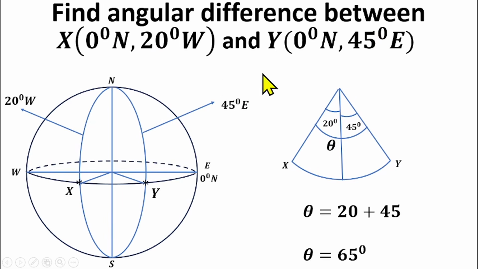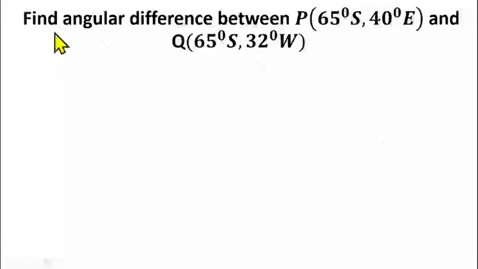You can get it by looking at the 2 points and predicting the angular distance, or by finding it using the diagram. Let's see another question that we can solve. You have to find the angular distance between point P and point Q. Point P is on 65 degrees south of latitude, 40 degrees east of longitude. Q is 65 degrees south of latitude, 32 degrees west of longitude. Now I want you to look at these 2 points and tell me the angular distance. What would be the angular distance between point P and point Q?